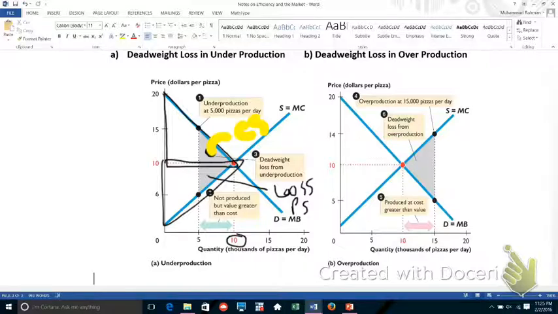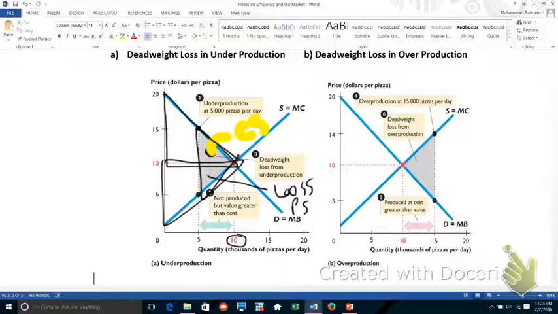So when we add the loss in consumer surplus and the loss in producer surplus, we get this shaded area, which is called the deadweight loss. Deadweight loss is the loss in consumer surplus plus the loss in producer surplus that arises from some kind of inefficient allocation of resources, and therefore the area of this shaded area, deadweight loss, measures the loss of the society. So this was a case where the economy was producing too little.